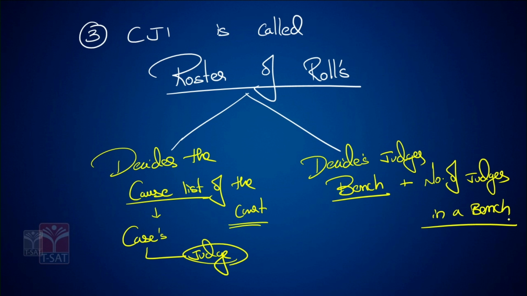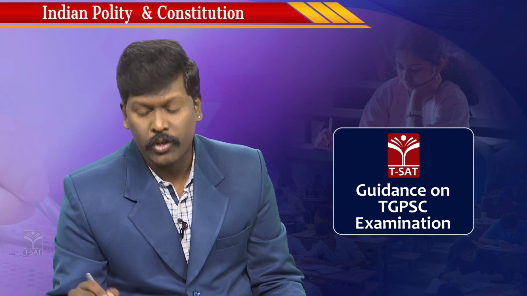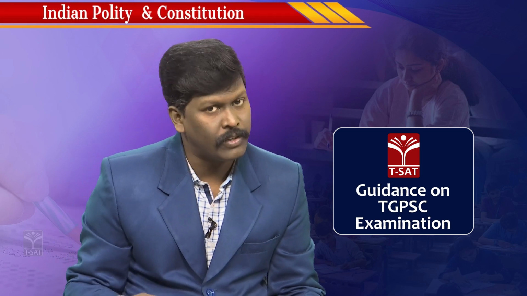What is the meaning of this? You hear in the news, even recently with the economically weaker section reservation, that the Supreme Court has upheld it with a 3:2 majority, meaning there is a 5 judges bench where 3 judges said yes and 2 judges said no. In a similar way, you should understand what is the meaning of a judges bench.